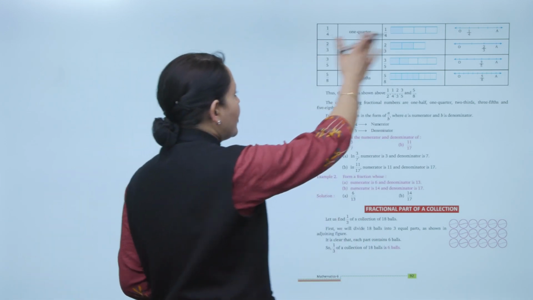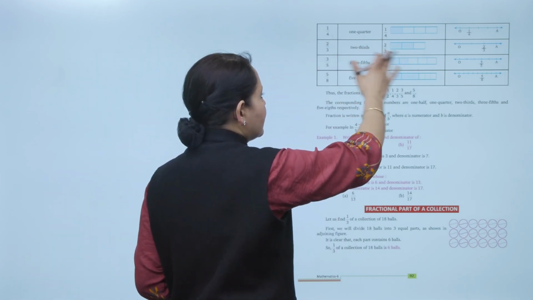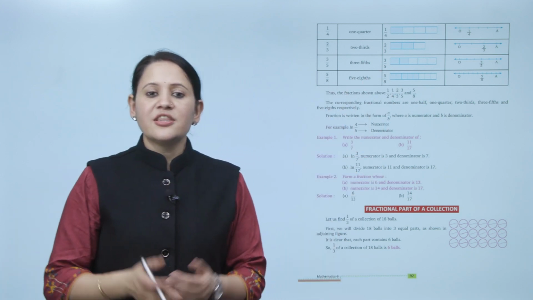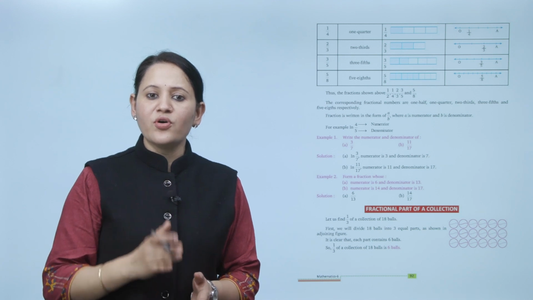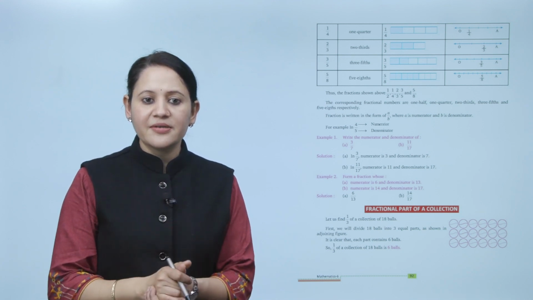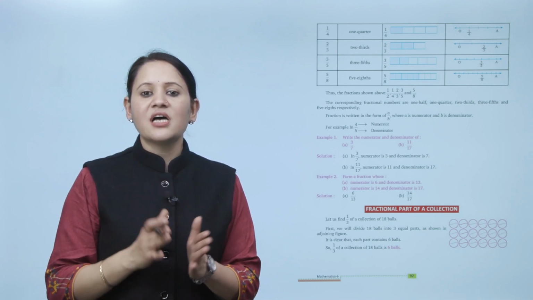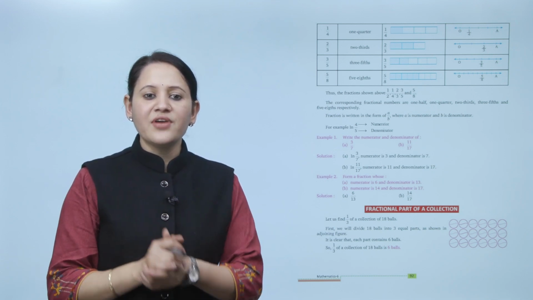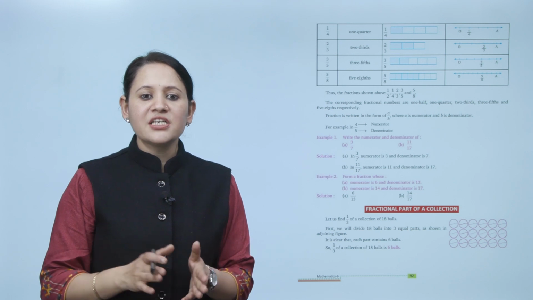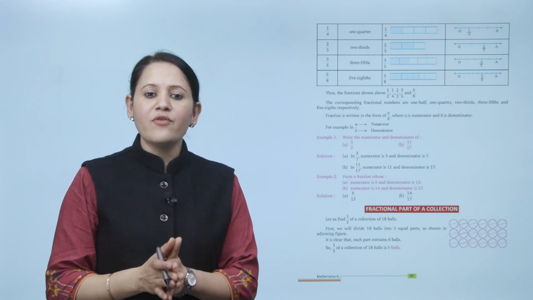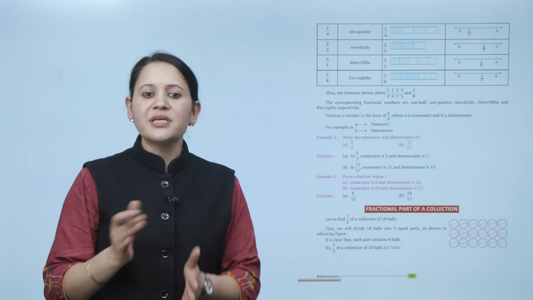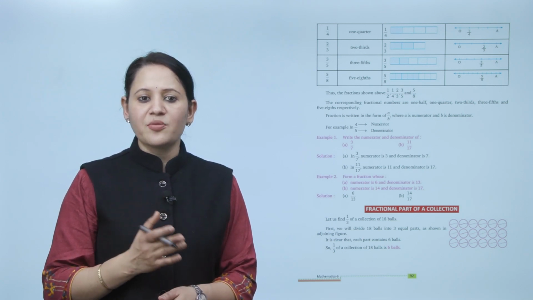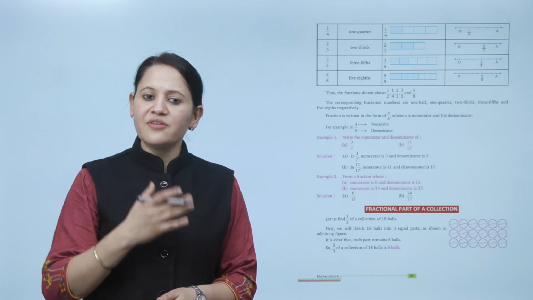Here 1/4 means 1 by 4, 2/3, 3/5 and 5/8. Thus the fractions are 1 by 2, 1 by 4, 2 by 3, 3 by 5 and 5 by 8. The corresponding fraction numbers are 1/2, 1/4, 2/3, 3/5 and 5/8 respectively. Fraction is written in the form of A upon B, where A is numerator and B is denominator. For example, in 4 by 5, 4 is numerator and 5 is denominator.